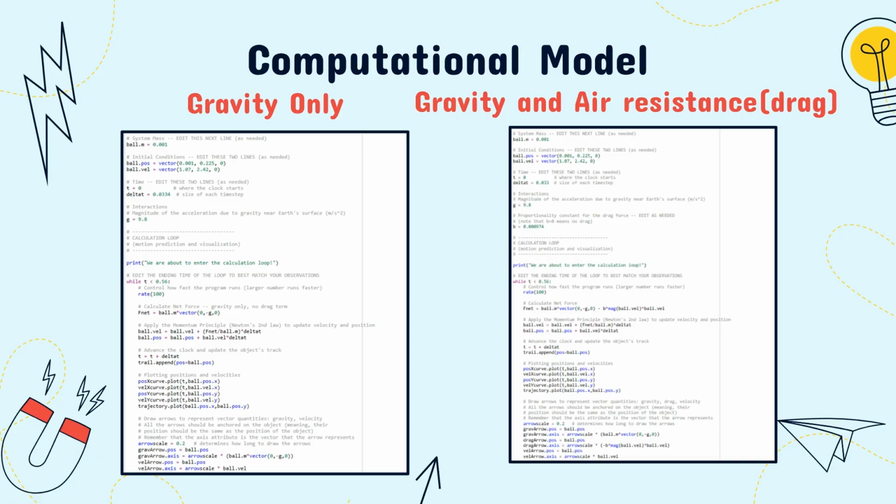Here I built two GlowScript models with identical starting conditions. The only difference is the drag term. Model 1 sets b to 0, so only gravity acts, while Model 2 includes the full drag force. Both update velocity and position using the momentum principle and stop the instant the ball reaches the floor.